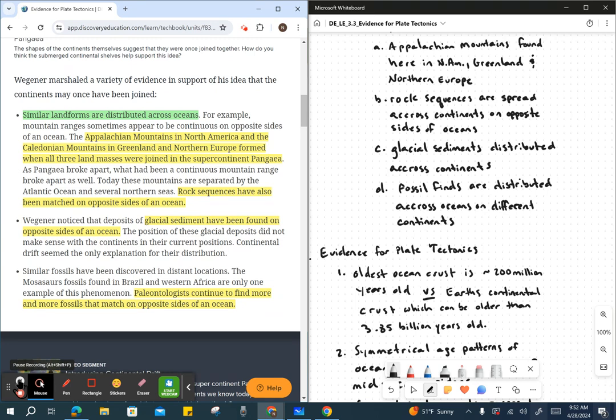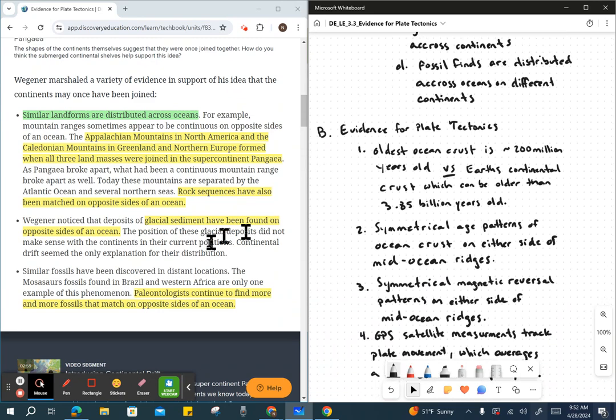And lastly was the fossil finds. Sometimes we find fossil finds, and then we find the matching exact same fossil find over on another continent where those continents would actually match up like puzzle pieces. So, some pretty compelling evidence that has been assembled there.